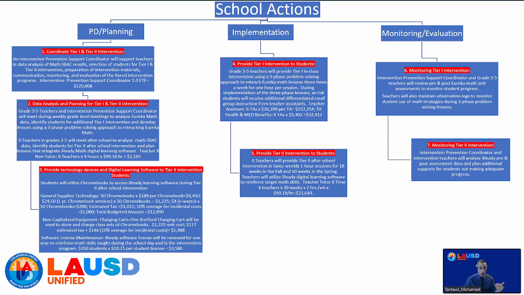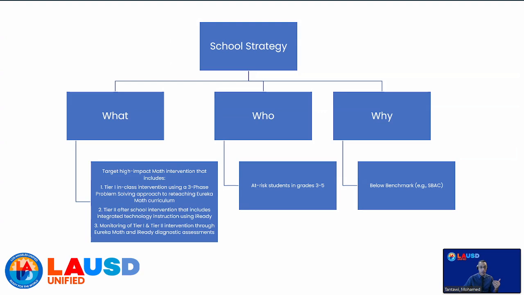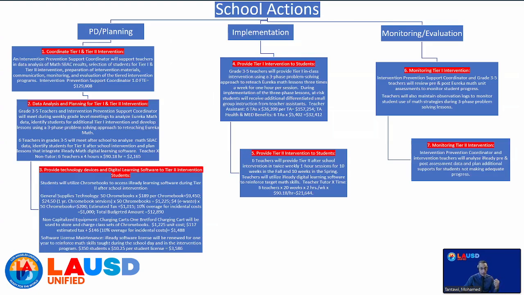So going back to our example of that high impact math intervention, that's our strategy, what might my PD planning look like to support that overarching strategy and those sub-strategies? Well, number one, I might have someone coordinate those tier one and tier two interventions that are part of my sub-strategies. So I might have an intervention prevention coordinator guide the teachers in reviewing data and identifying students for tier one and tier two.